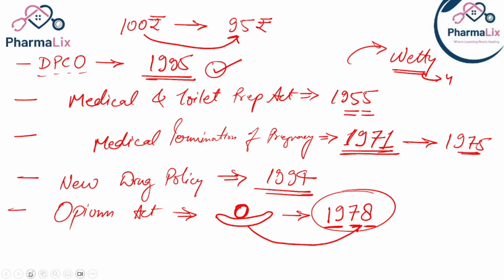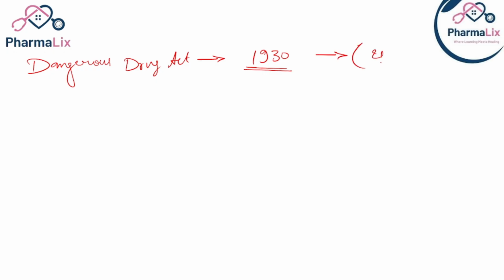Let me remove all this. Then we have the Dangerous Drug Act. The Dangerous Drug Act came in 1930. Whenever people fear, in Hindi, they start shivering, thar-thar karke kaanpne lagte hain. They shiver, and thus it is dangerous. That means 30. So in 1930 the Dangerous Drug Act was enacted.